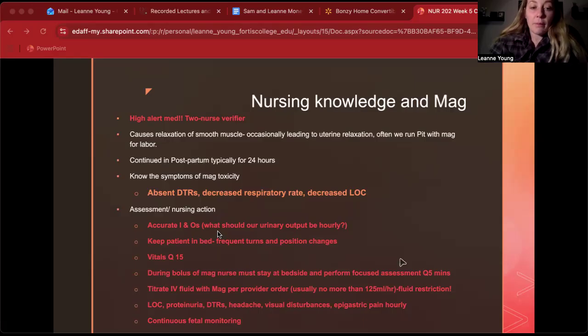During our bolus of MAG, the nurse has to stay at the bedside and perform a focused assessment every 5 minutes. What is your focused assessment? Respiratory rate and vitals, your deep tendon reflexes, level of consciousness, lung sounds. Okay. We need to titrate IV fluid with MAG per provided order because we usually are not going to give these patients more than 125 mLs an hour. So these patients are on a fluid restriction because the magnesium itself and the way the medication works can sometimes cause a fluid volume overload.